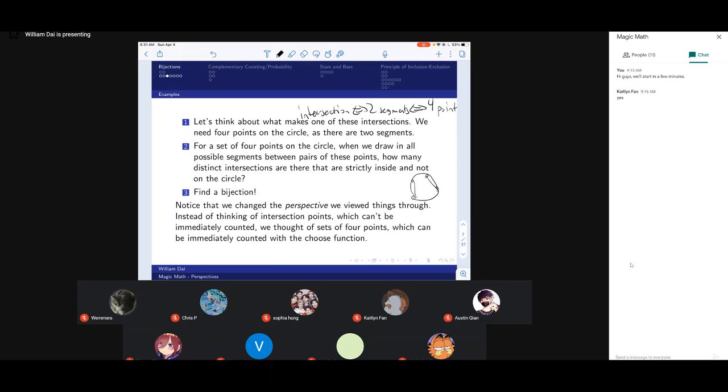And here's the key idea. Instead of counting intersection points, which we can't count directly because it's not intuitively obvious at first how we count them, since there's a bunch of diagonals intersecting in a bunch of different places, we instead biject and find something that we can easily count and show it's equivalent to counting the intersection points. And the problem becomes much easier.